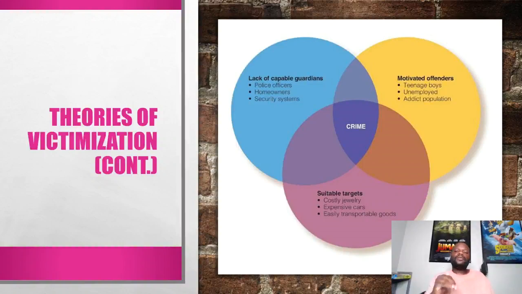So we cannot do anything about a motivated offender. So you can't disrupt that one circle, but you can absolutely disrupt the other two. And as long as one of those is disrupted, we do not have crime. The second they all converge together, we have crime.